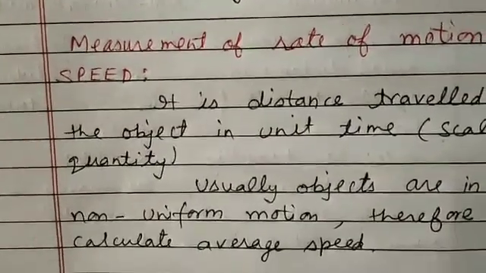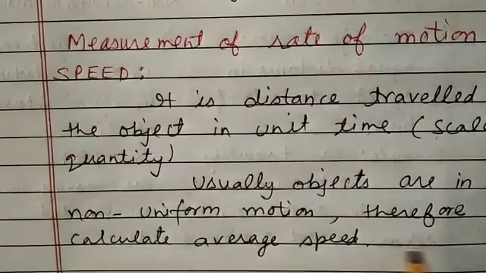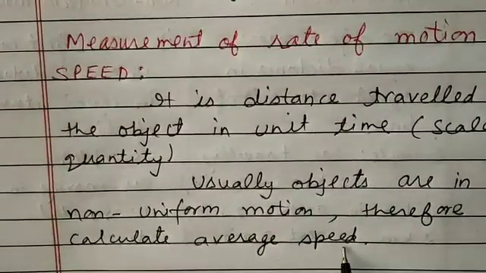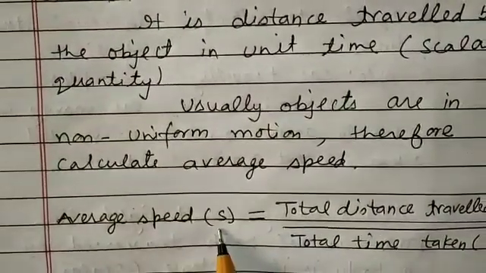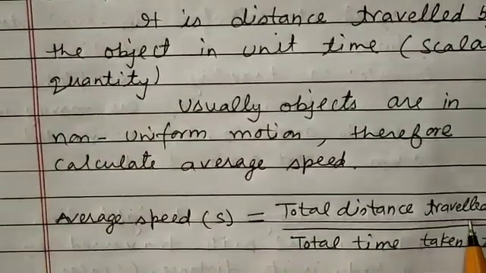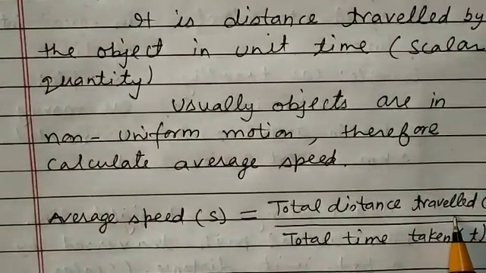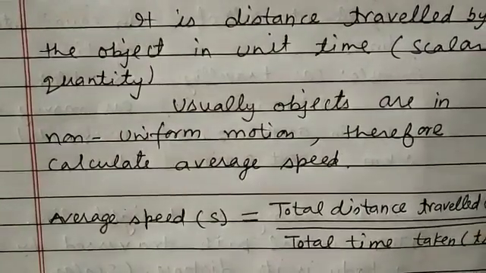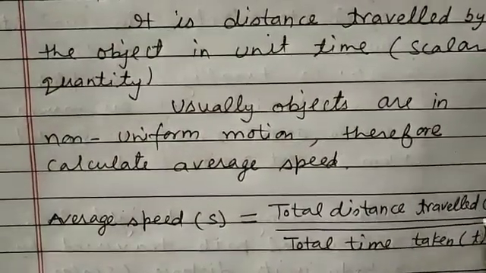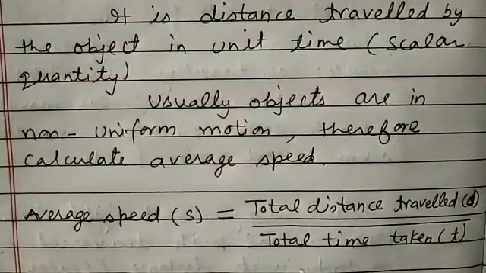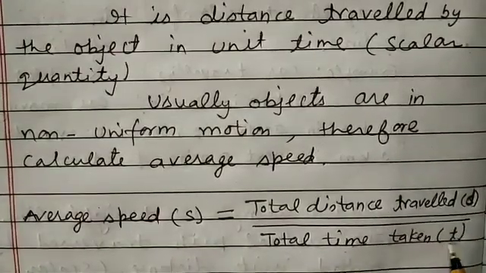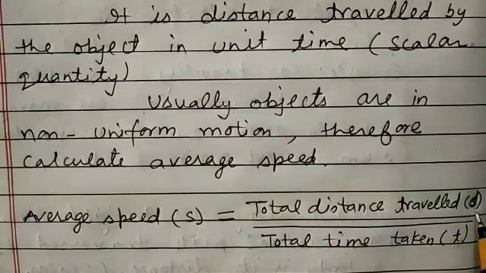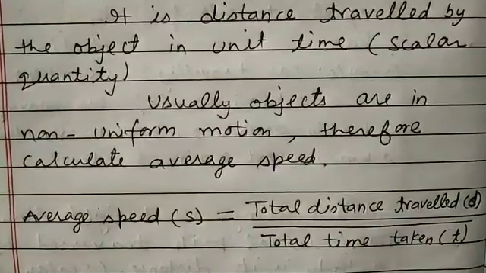Usually objects are in non-uniform motion. Therefore, we have to calculate the average speed, and for finding the average speed we have a formula. Average speed, denoted by small s, is equal to total distance traveled, small d, divided by the total time taken, small t. So average speed s is equal to d by t.